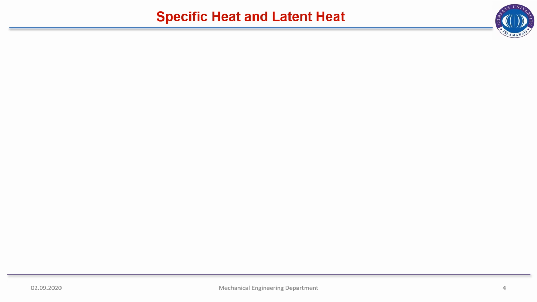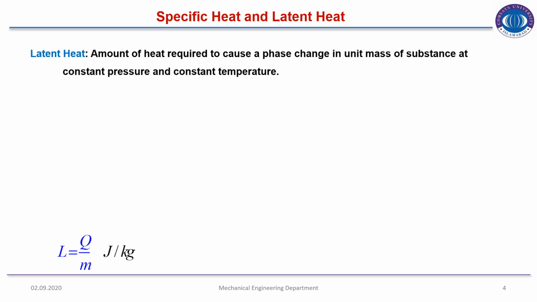Latent heat. The verbal meaning of latent heat is a hidden form of heat. So the definition is the amount of heat required to cause a phase change in unit mass of substance at constant pressure and constant temperature. As it is a phase change process, during the process the temperature remains constant and all the heat supplied is utilized for the phase change process.